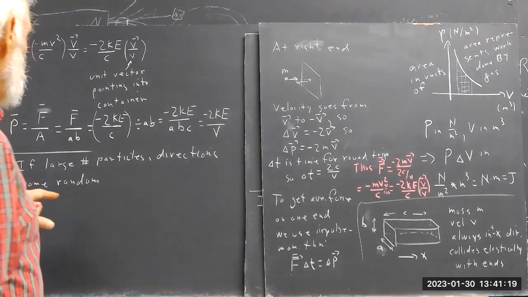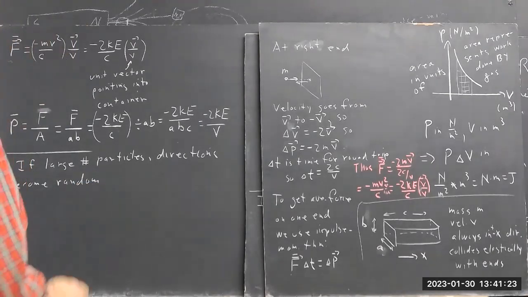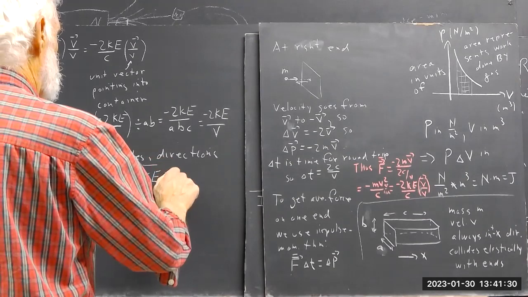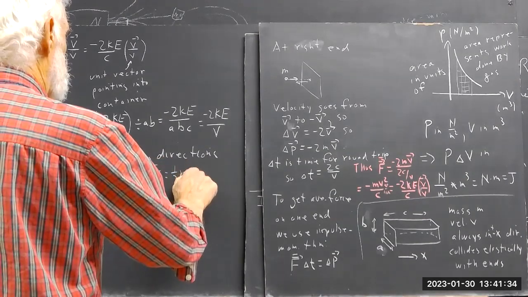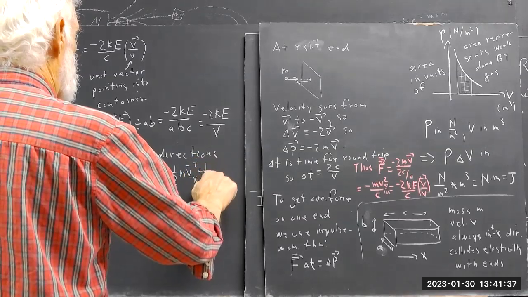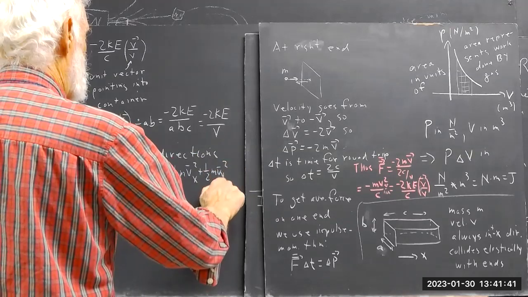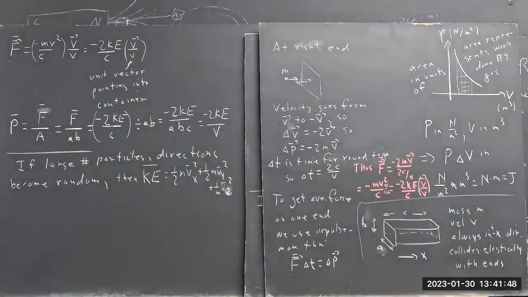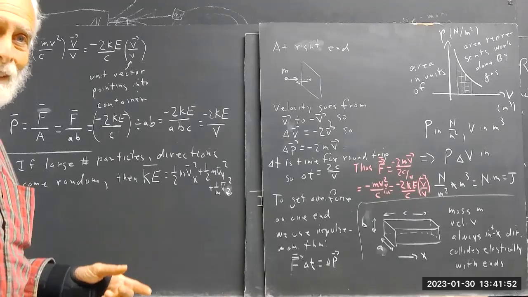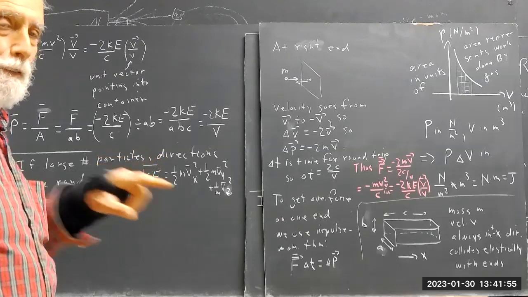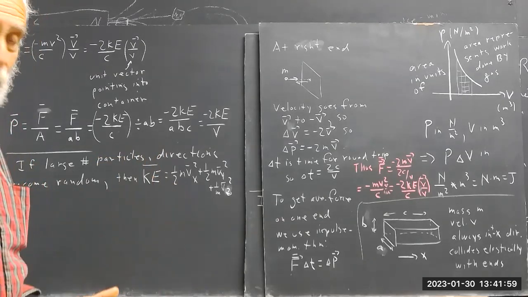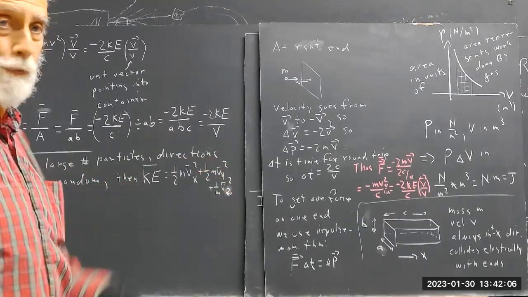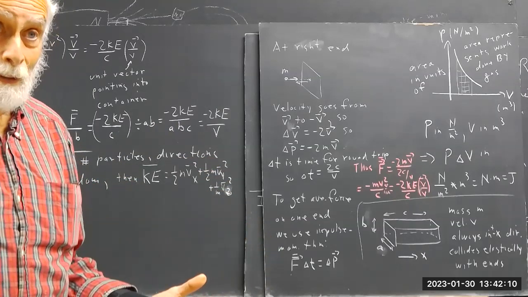Anyhow, with a large number of particles, the directions become random. Just by the vector nature of velocity, it's a resultant of a Vx, a Vy, and a Vz. A random velocity will have the same average: you expect, on average, for all these particles that the Vx, the Vy, and the Vz will be the same. That's what it means for all the directions to be the same.